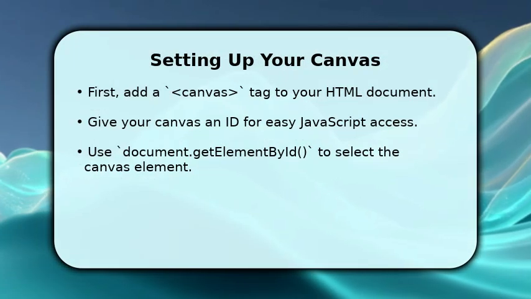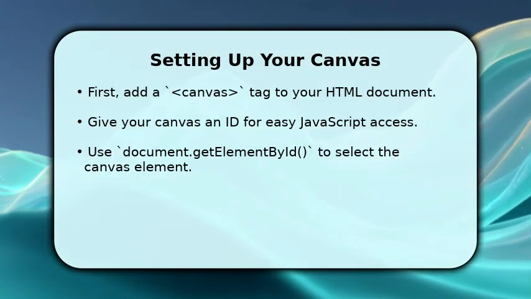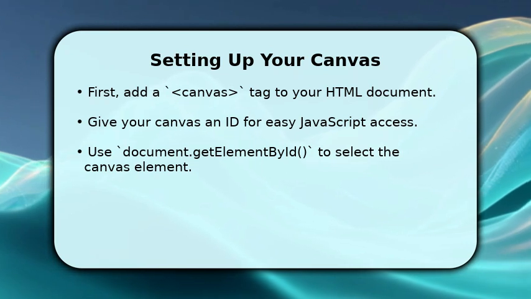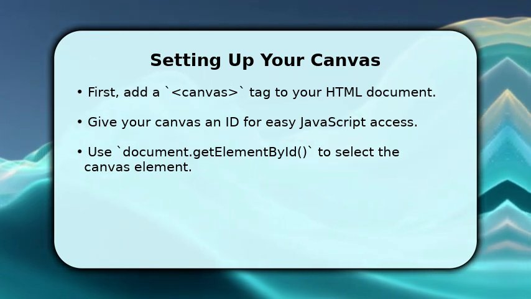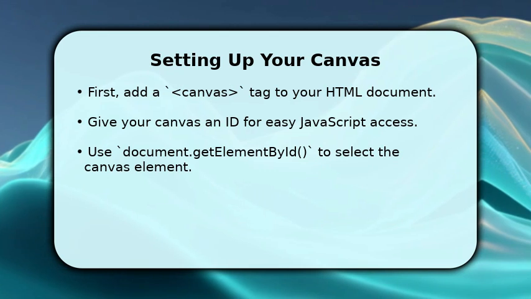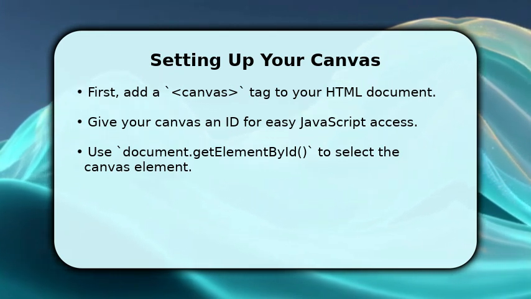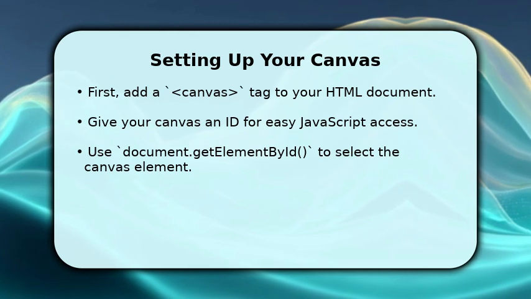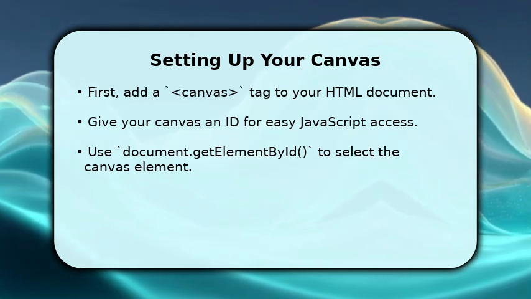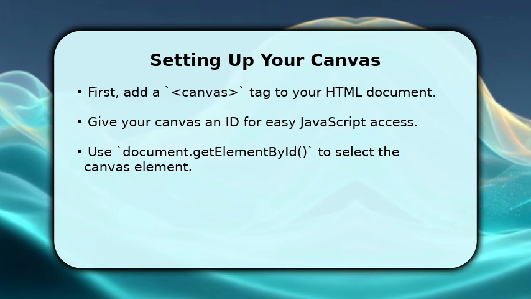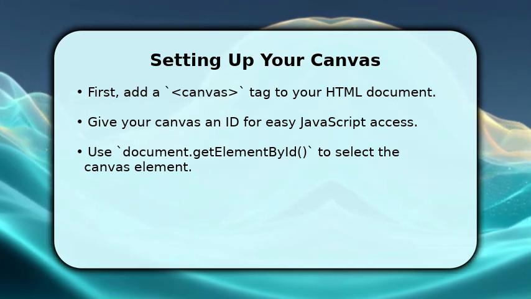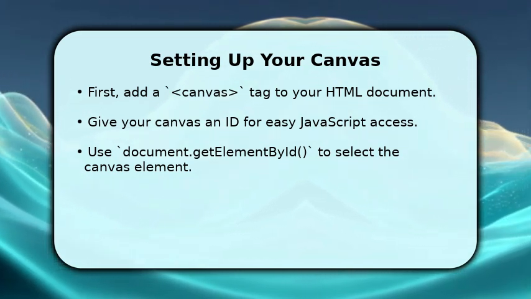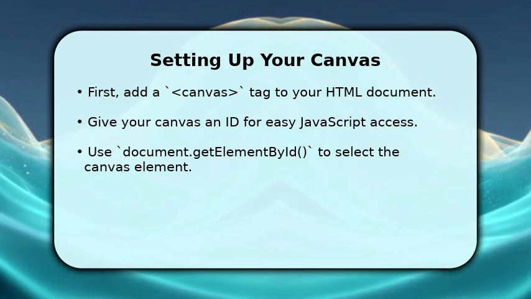To begin, you'll need to include a canvas tag within your HTML file. It's a good practice to assign an ID to your canvas, making it simple to reference from your JavaScript code. Next, in your JavaScript, use document.getElementById to retrieve this canvas element. Once you have the element, obtain its two-dimensional rendering context using getContext('2d'). This context object is your primary tool for all drawing operations.